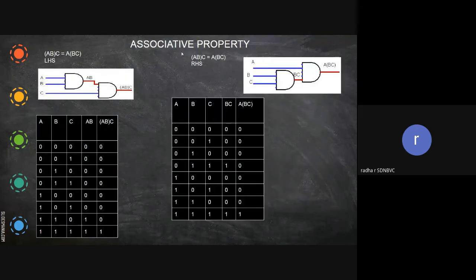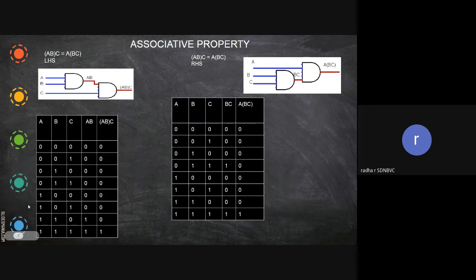Then associative property. So associative property, what you do is here, A, B, C, you know, this is the law, A, B into C equal to A into B, C. So how you will prove? For this, we have 3 variables, A, B, C. So definitely when there are 3 variables, 2 power 3 is equal to 8 combinations. So here, 0, 0, 0, 0, 0, 1, 0, 1, 0, 0, 1, 1, and then 1, 0, 0, because this is equal to 4, 5, 6, 7, the binary equivalent of these numbers.